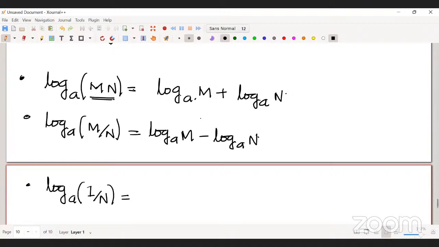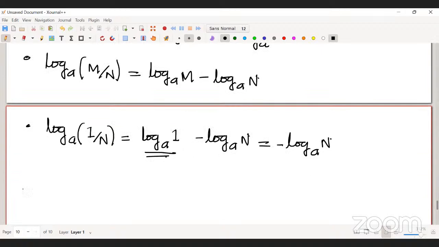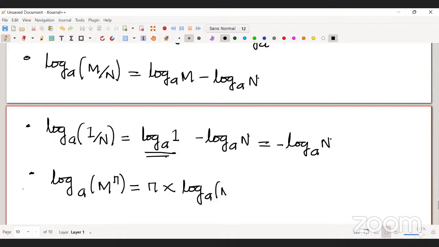And what is this? This is log 1 minus log n base a. Log 1 is 0, so this is minus log n base a. And the last property is nothing but I can take this as r times log m base a.